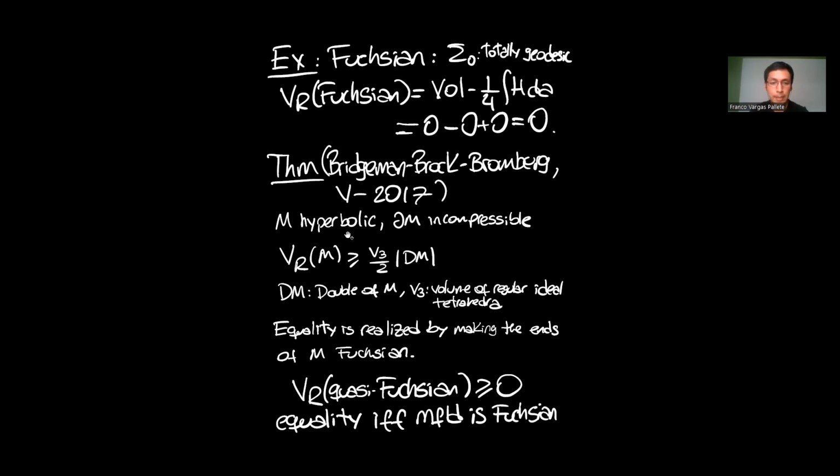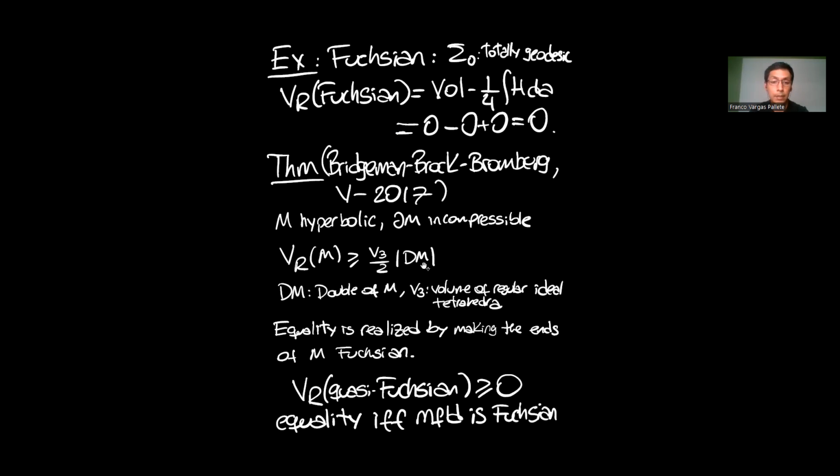So let's keep assuming M as we have so far. I want to assume M to be hyperbolic with incompressible boundary. Then renormalized volume of M is bounded below by this quantity, V3 over 2 times this number. Where here, what this means is the following. DM is the double of M.